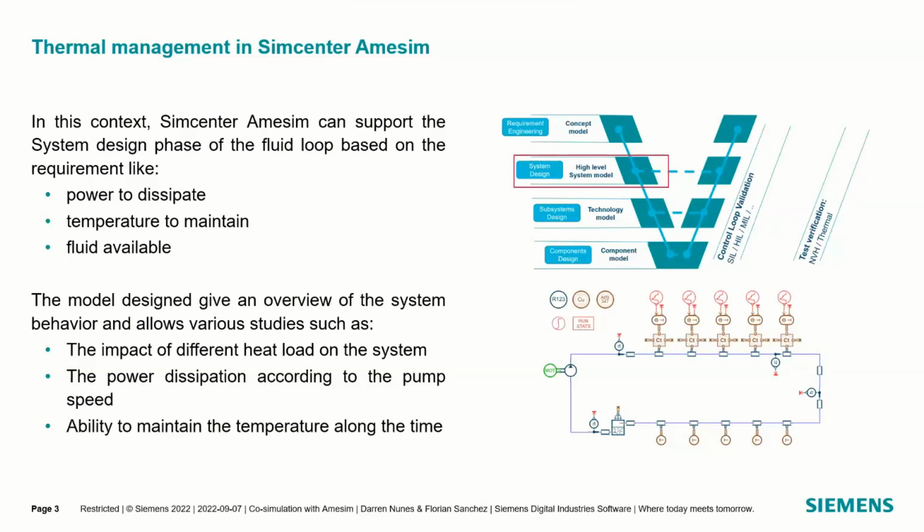So if we look at what we are truly trying to analyze in that fluid loop, we want to look at where the power dissipation is. Are we able to maintain the temperature based on the controller logic, based on the sizing of our different pumps or of our different fluid network? And what fluids are available that we can use, and can we try different fluids in that network to get the best stabilization of our temperature dissipation or temperature control?